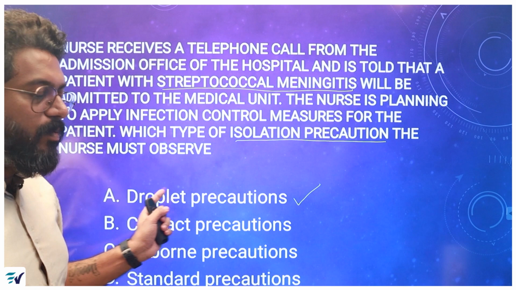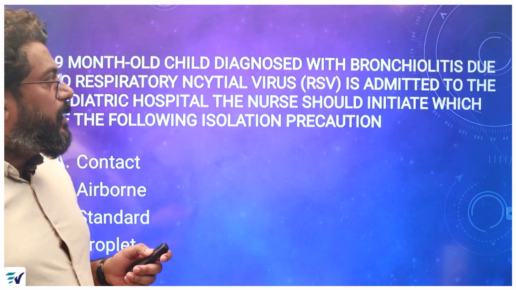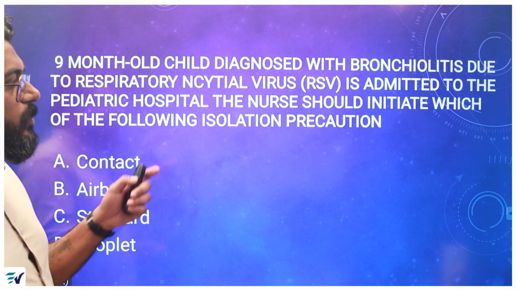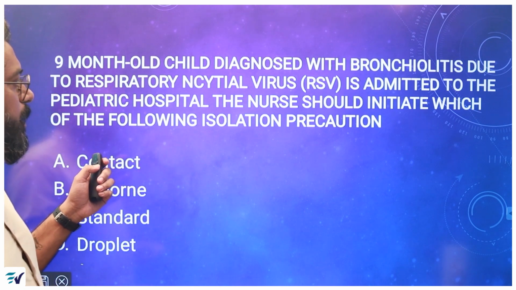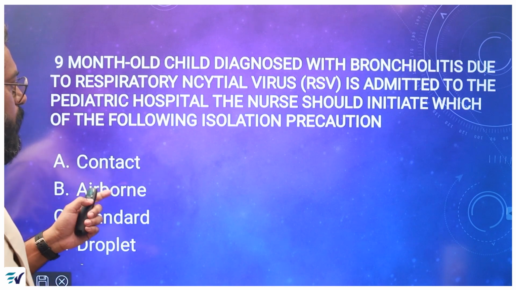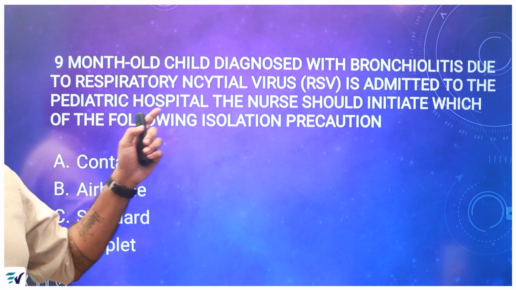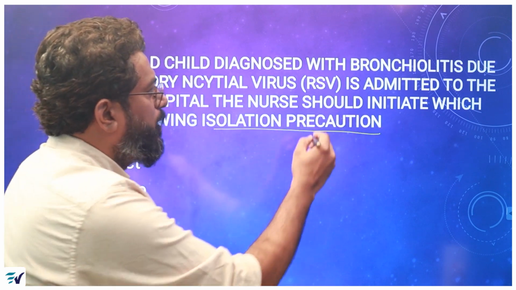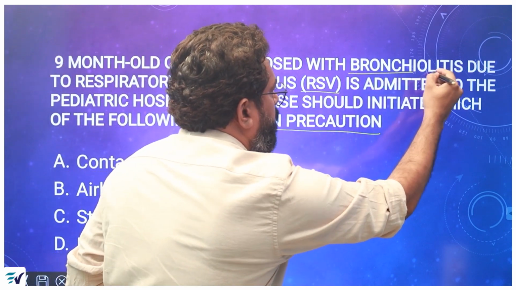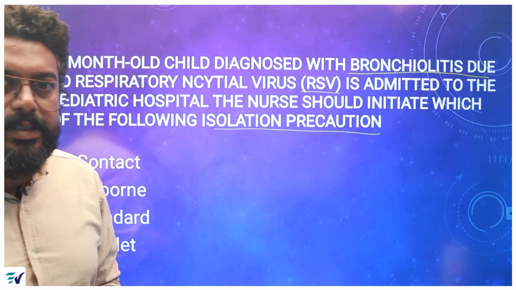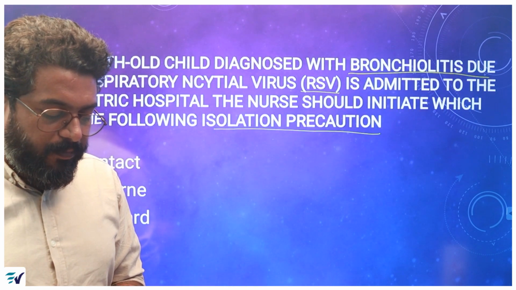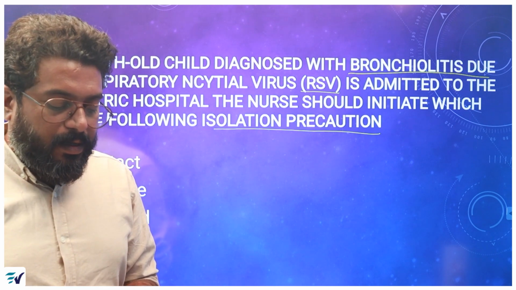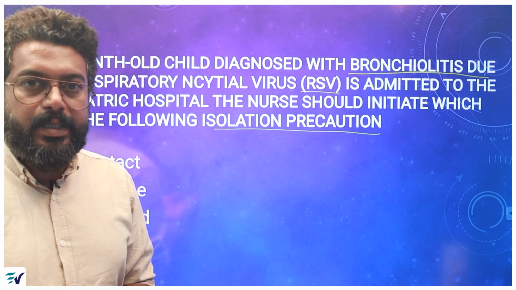Next question, a 9-month-old child is diagnosed with bronchiolitis due to respiratory syncytial virus or RSV and is admitted to the pediatric hospital. The nurse should initiate which of the following isolation precautions? So, here again the question is about isolation precaution, and what is the problem? The child is having bronchiolitis due to RSV or respiratory syncytial virus. So, respiratory syncytial virus causes infection mainly in children. It mainly affects the upper respiratory tract.